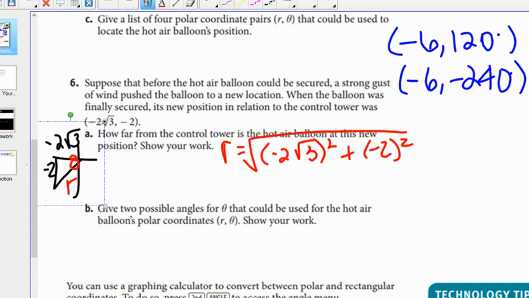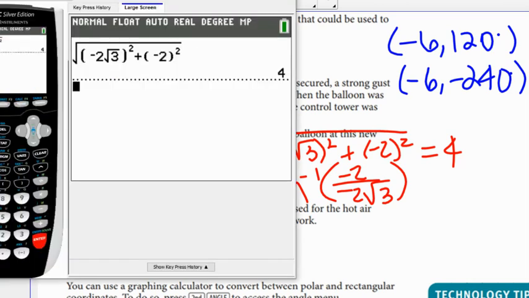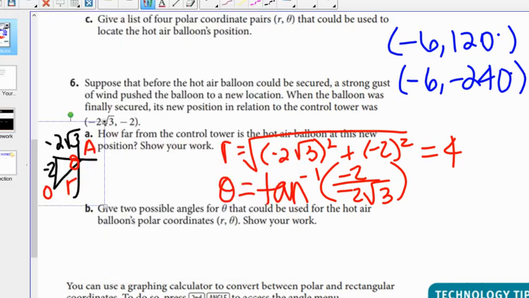for an answer of 4. And then again, opposite over adjacent, to get our theta value, we're again using tan inverse opposite over adjacent. So really 1 over the square root of 3. The negatives cancel out, since it's negative over a negative, we get 30 degrees. Okay, now on this one, you have to be careful because this is not 30 degrees. This is not quadrant 1. Really what we need to consider is that this is in quadrant 3.